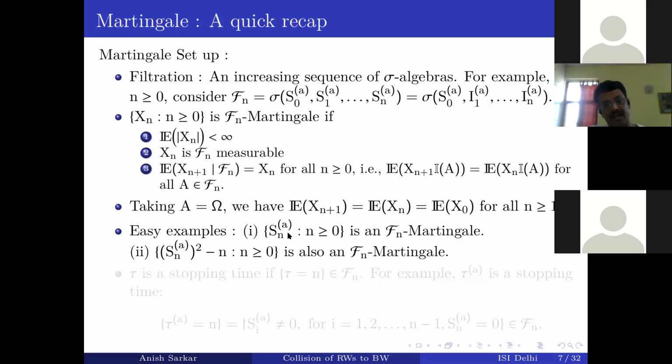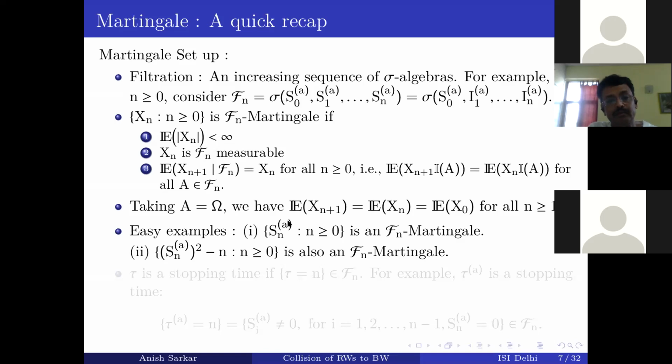These two conditions are trivial. The mod of Sn is less than or equal to mod A plus n. At time n, you can move at most n steps from A, and therefore it is finite. By definition it is measurable: you are saying Fn is the smallest sigma algebra with respect to which all of them are measurable, so Sn is measurable. These two things are always going to be trivial.